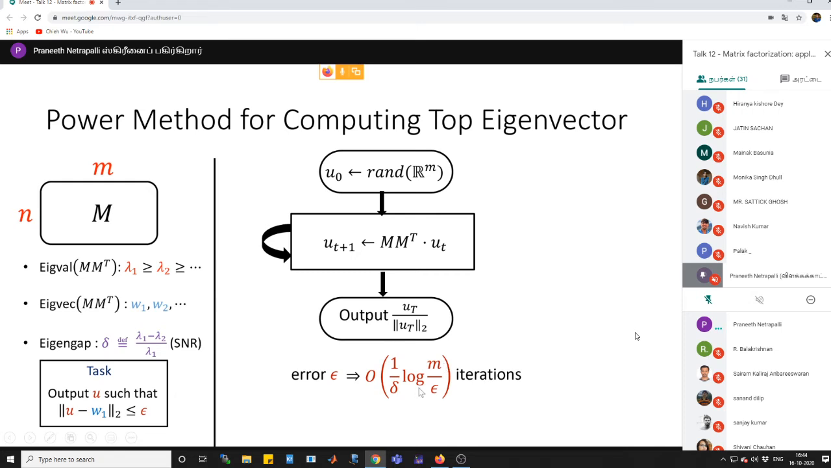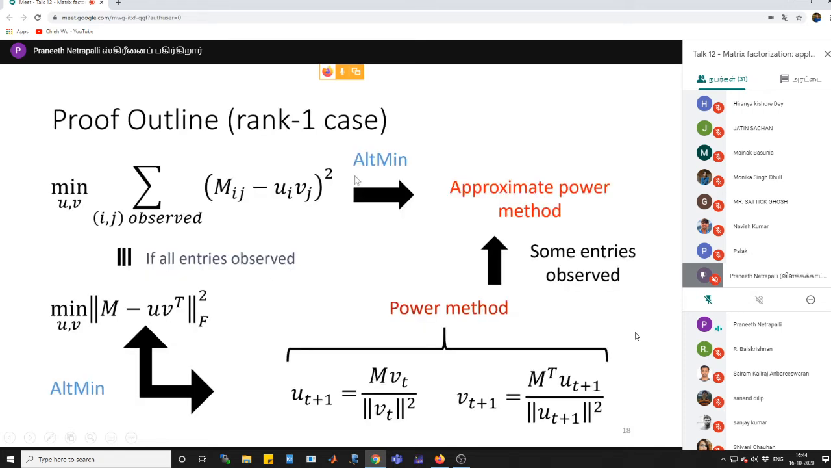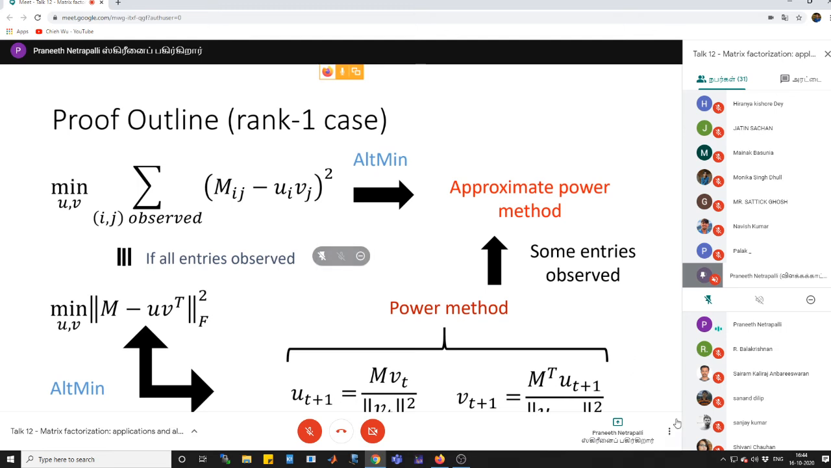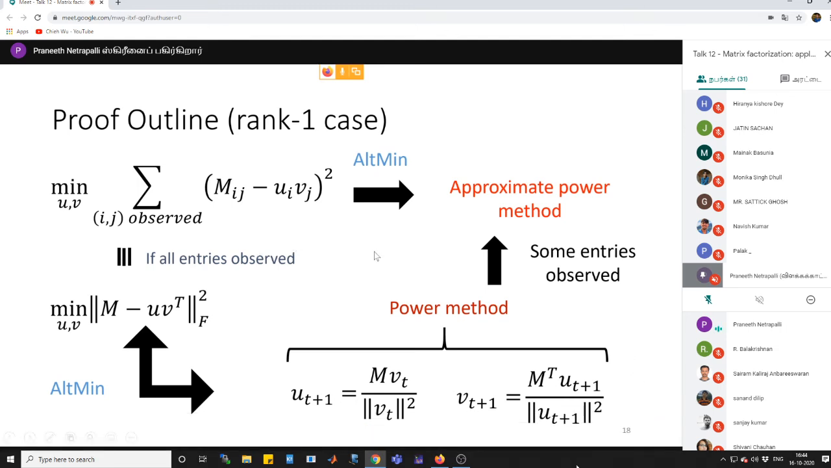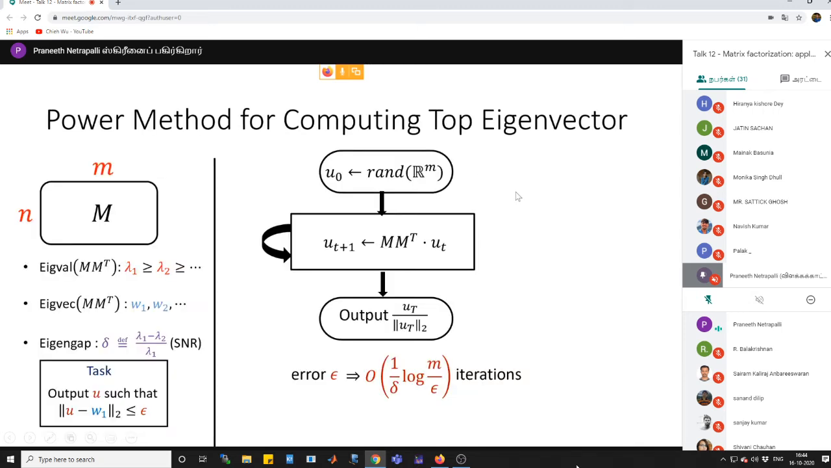So the power method basically computes the top eigenvector, and if the matrix M was low rank, you will indeed find the entire matrix, because the matrix was just rank 1. And what we are saying here is that the alternating minimization algorithm is approximately doing the power method because of the stochastic observation entries, and the incoherence assumption plays a key role in being able to bound the error when you are doing this approximation. Okay. So this is all I wanted to say about the proof.